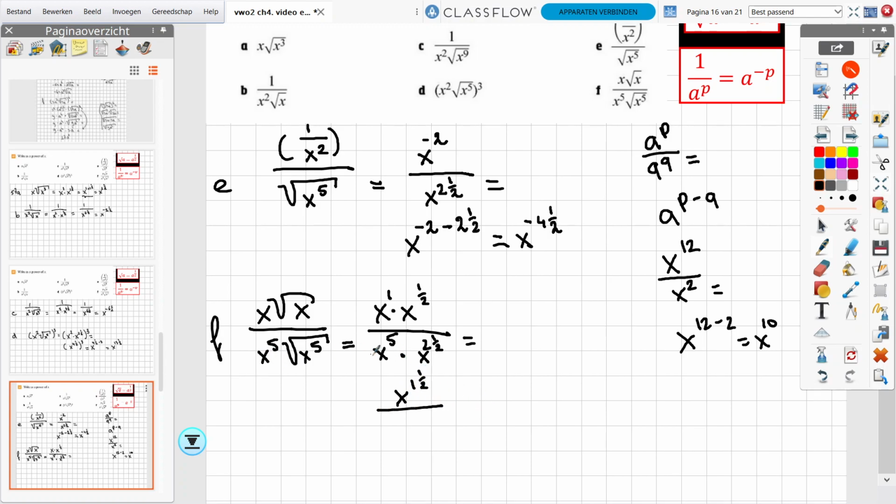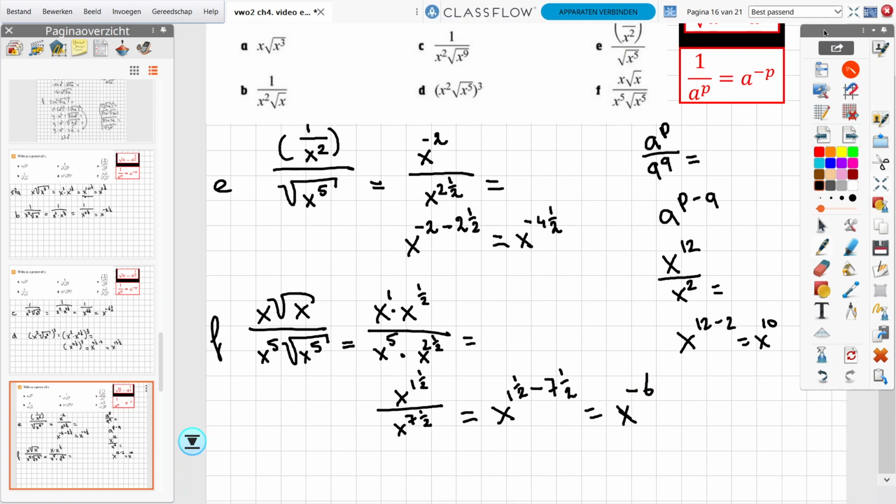over x to the power of 5 times x to the power of 2.5, which is the same as x to the power of 7.5, adding 5 and 2.5. And now I have to use this rule again, that it is the same as x to the power of 1.5 minus 7.5, which is x to the power of minus 6.